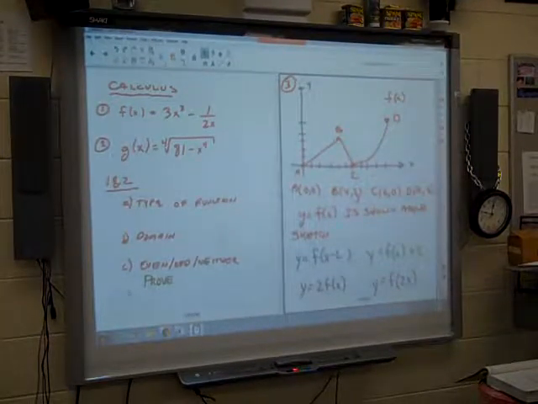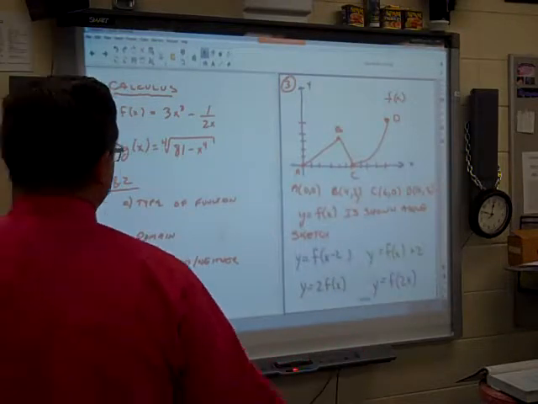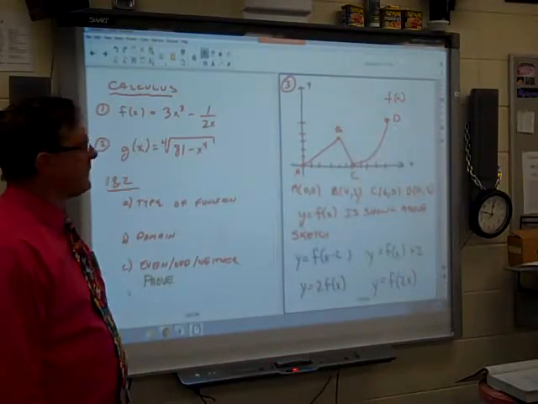All right, so everyone, number 1 and 2 are function types, f of x, g of x. We're going to find type of function, domain, even, odd, or neither. We're going to prove it.